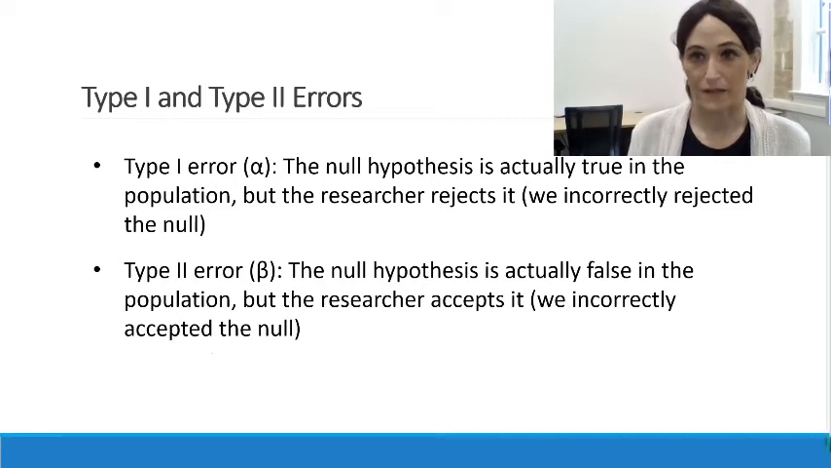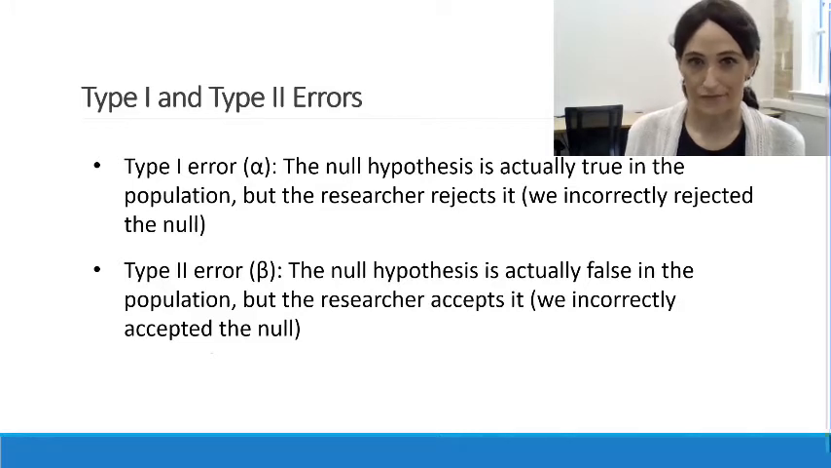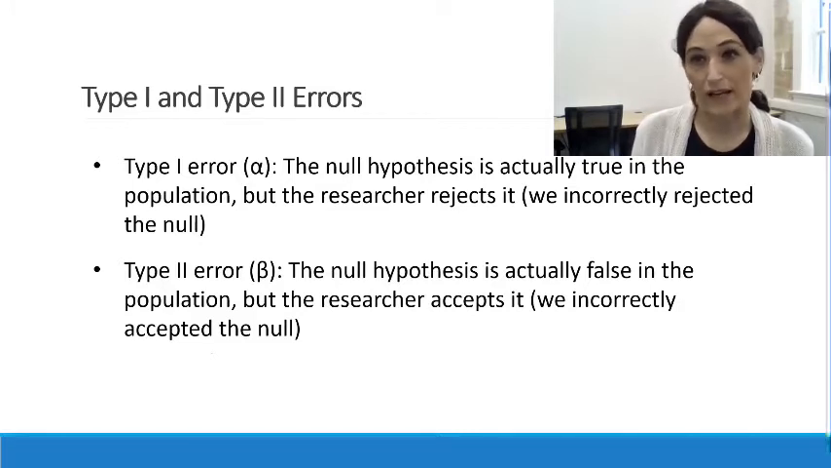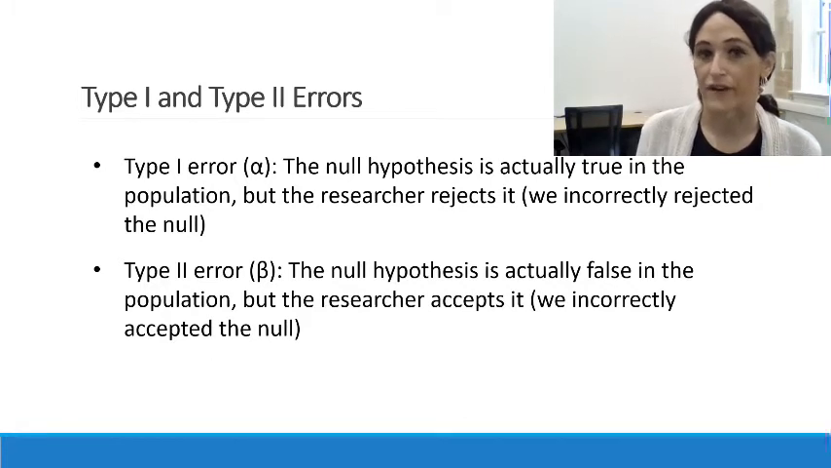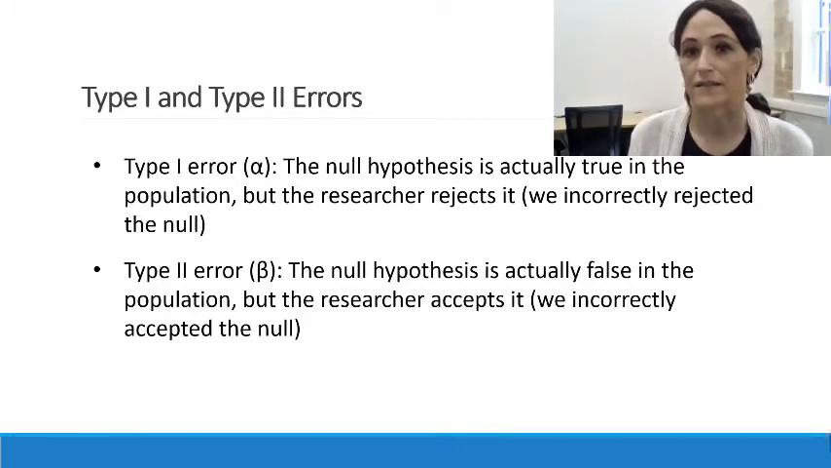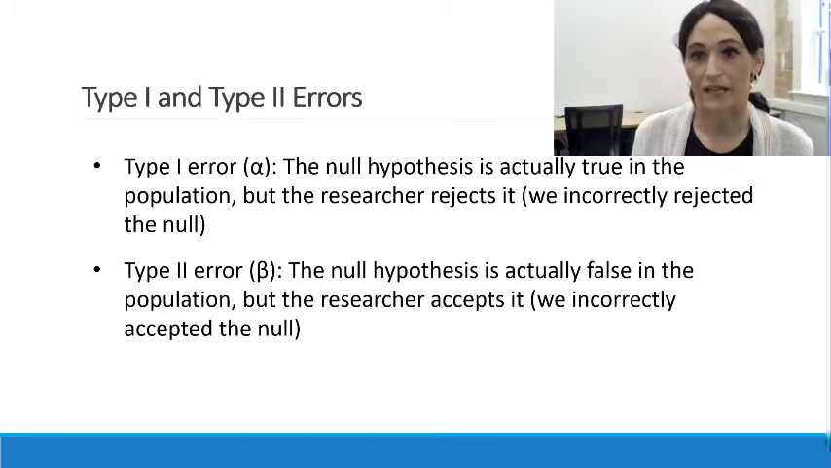First, we need to talk about this a little more specifically. We have what are called type 1 and type 2 errors. You can also think of these as alpha errors and beta errors. A type 1 error, or alpha error, is when the null hypothesis is actually true in the population, but the researcher rejects it. Okay, we incorrectly rejected the null hypothesis.